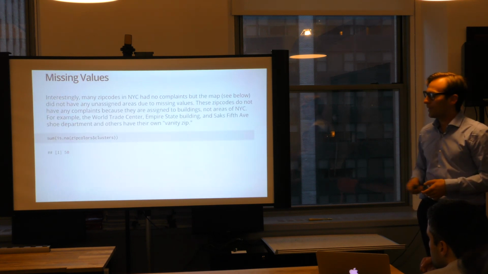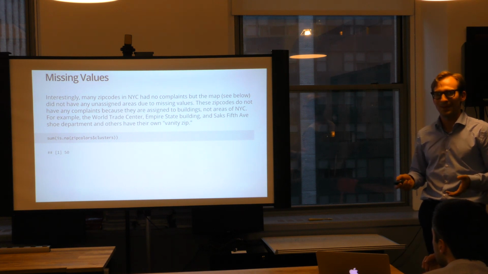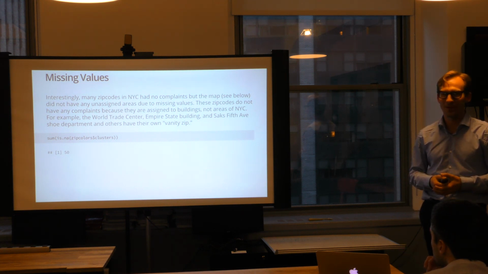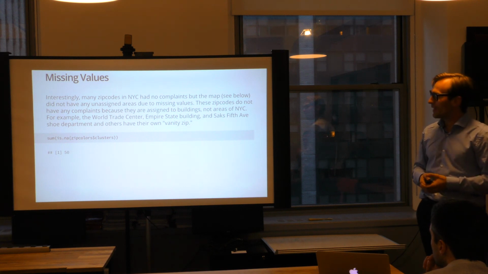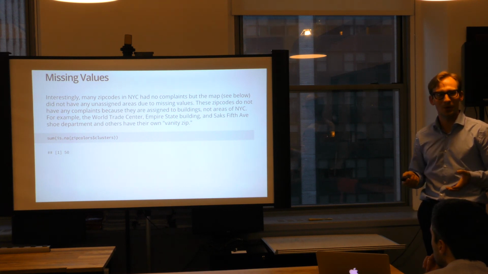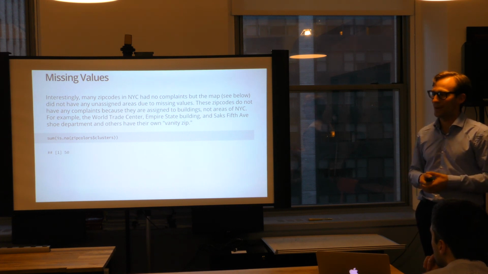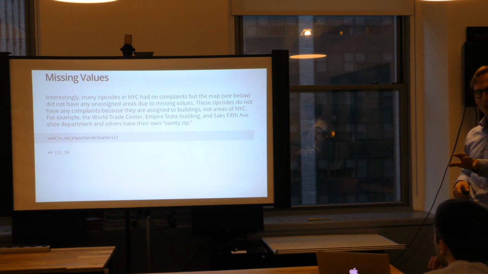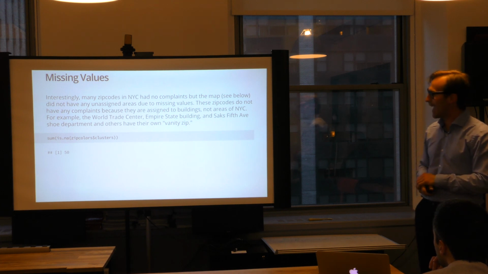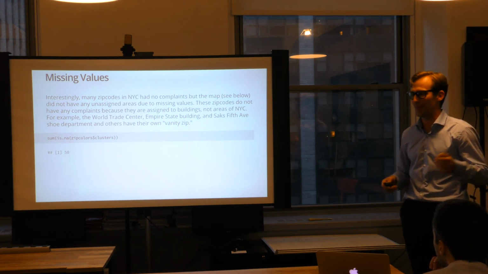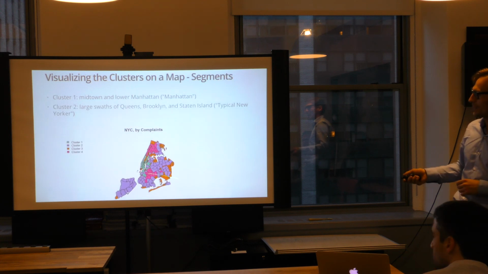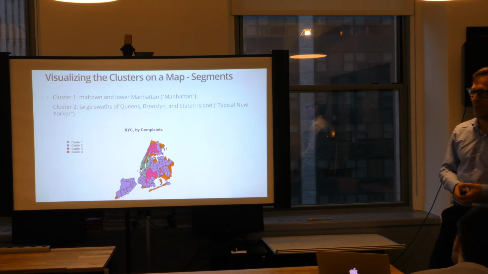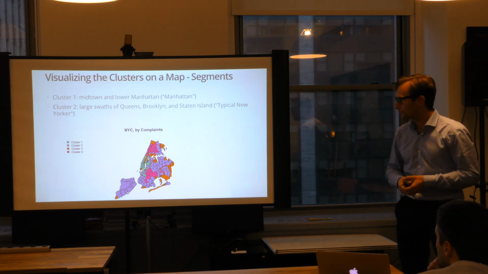Well, it turns out that there are these things called vanity zips, and I didn't really know that they existed before I took on this project. Basically, a company or a building can buy their own zip code from the postal service, right? For example, the World Trade Center, the Empire State Building, and the funniest example is the Saks Fifth Avenue shoe department, not the building, just the 5th floor, which is the shoe department, has its own vanity zip, as it's called. And that's why we don't see a speck in the map, right?